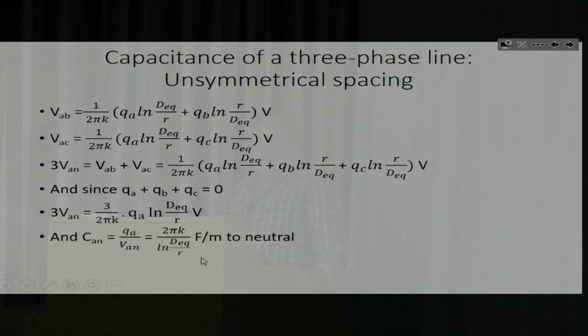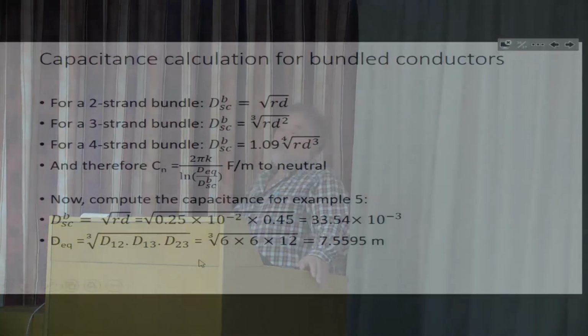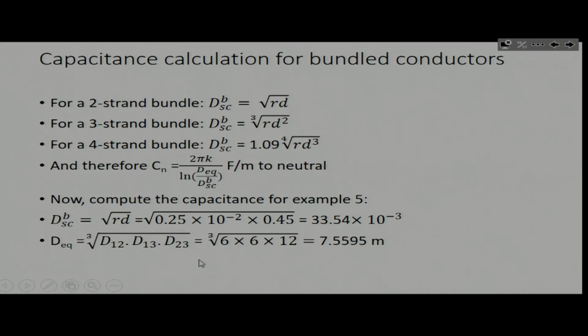Now, do you think I've bored you with this? It is only to get you to know the theory behind this. So, if we go to the capacitance calculation for bundled conductors: for a 2 bundle, the square root of RD; for a 3 bundle, the cube root of R D squared; for a 4 stranded bundle, 1.09 times the fourth root of R D cubed. And capacitance is 2 pi k over ln D equivalent over DSC.